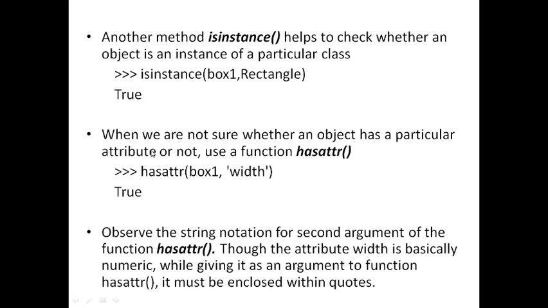Another function we have is hasattr, to check whether an attribute belongs to a particular object. For example, here we have taken hasattr, box1 is the instance or object, and 'width' is the attribute of the box1 object. If it is an attribute of this particular object, then it returns True, otherwise it returns False. Okay, so you can see here, if it is an integer you need not mention it in double quotes, if it is a string you have to mention it in double quotes.